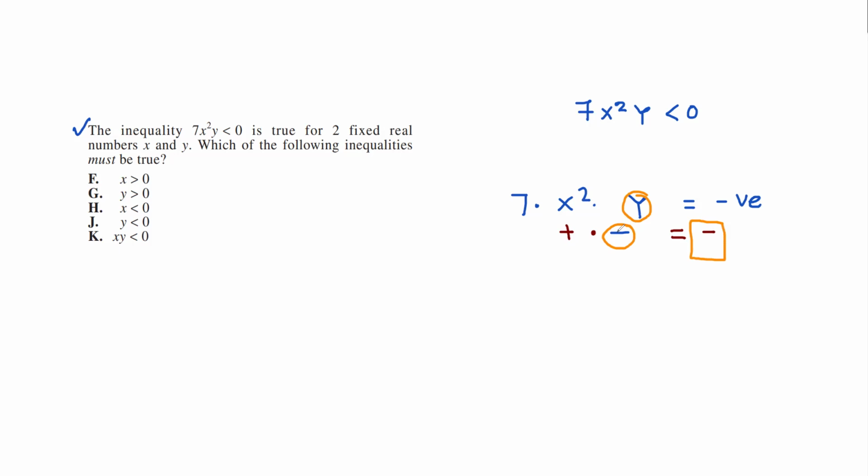Because positive times positive makes positive, that doesn't make any sense. So y must be a negative sign, because positive times negative multiplies to negative. So the y value will be a negative number. What does it mean? The value of y should be less than 0, right? Because it's a negative sign, which means it's a negative number, and a negative number means less than 0. So y should be less than 0 to make the answer negative. So your option will be J. That's it.